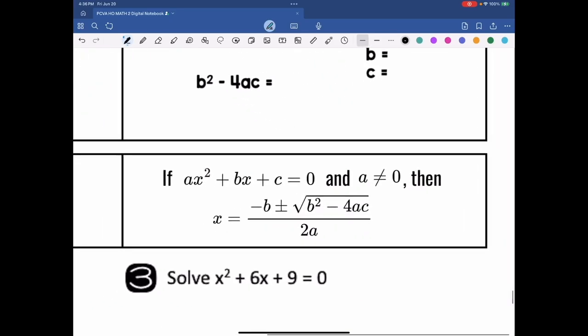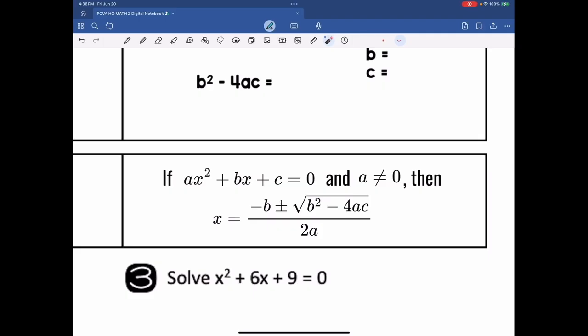So the quadratic formula, in order to do it, you need it to be in standard form. You need to be able to identify the A, the B, and the C. Now, a can't equal 0. Obviously, if it equals 0, that gets rid of the x squared, which means it's not a quadratic anymore. And then we use the formula x equals negative b plus or minus the square root of b squared minus 4 times a times c, and that's all divided by 2a.